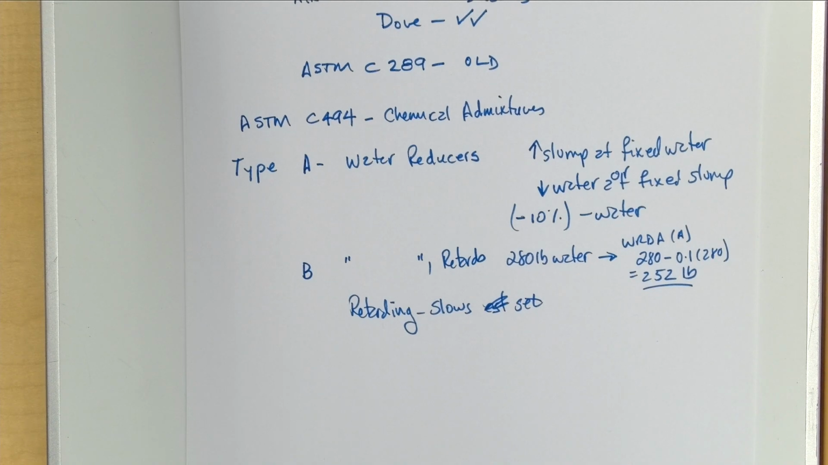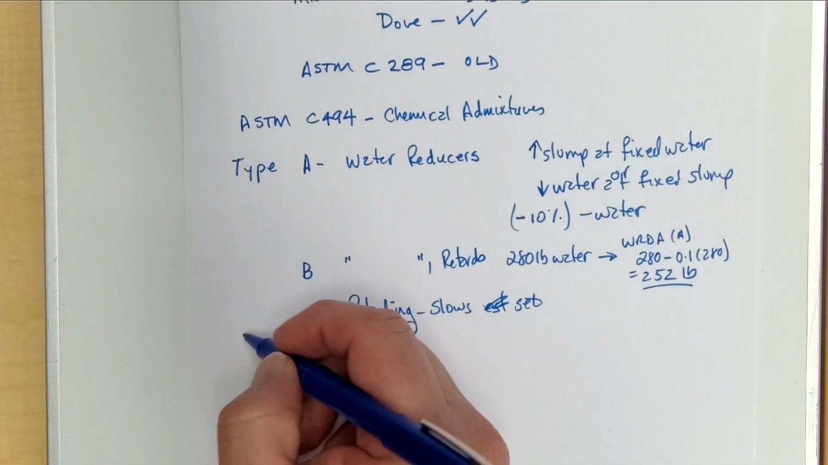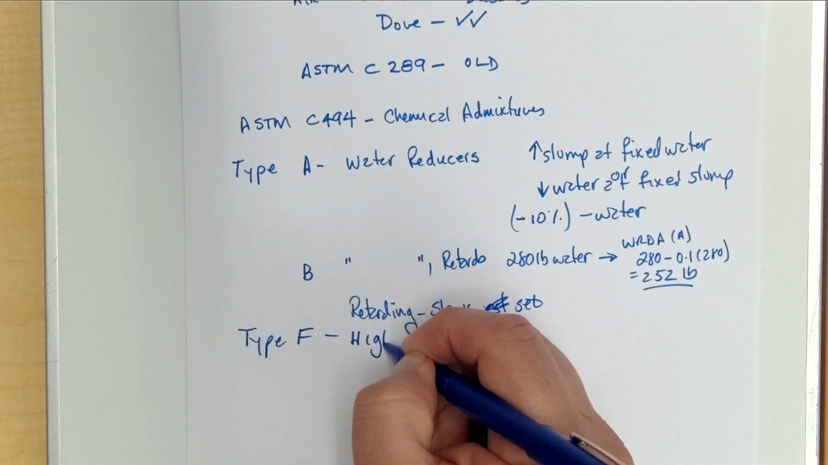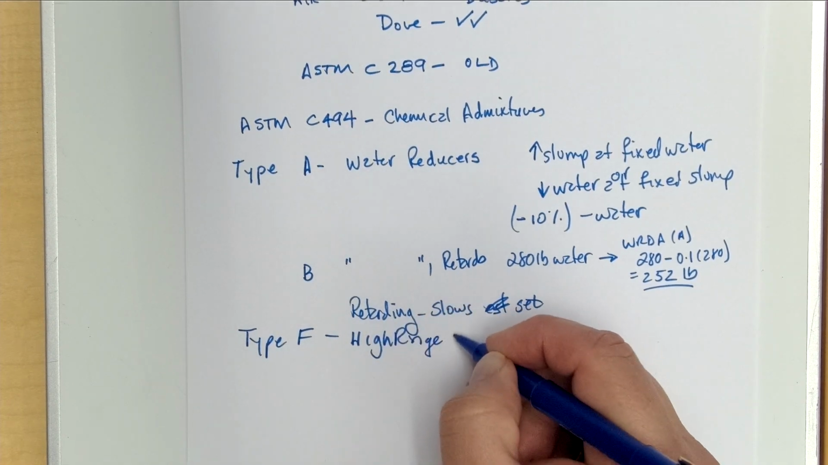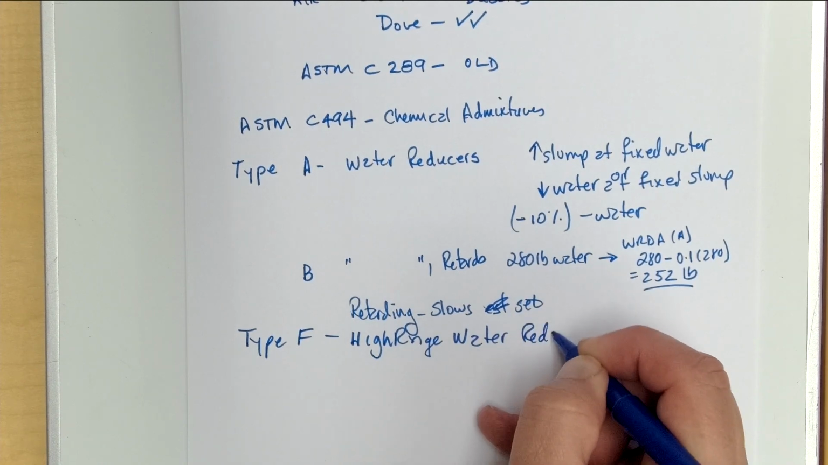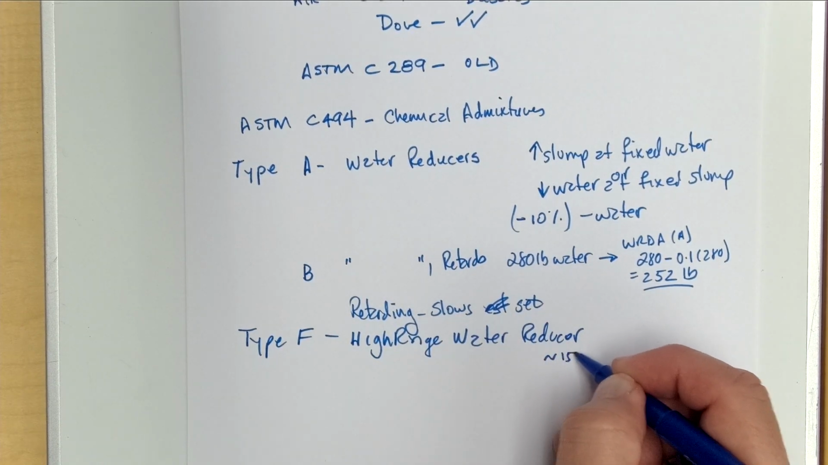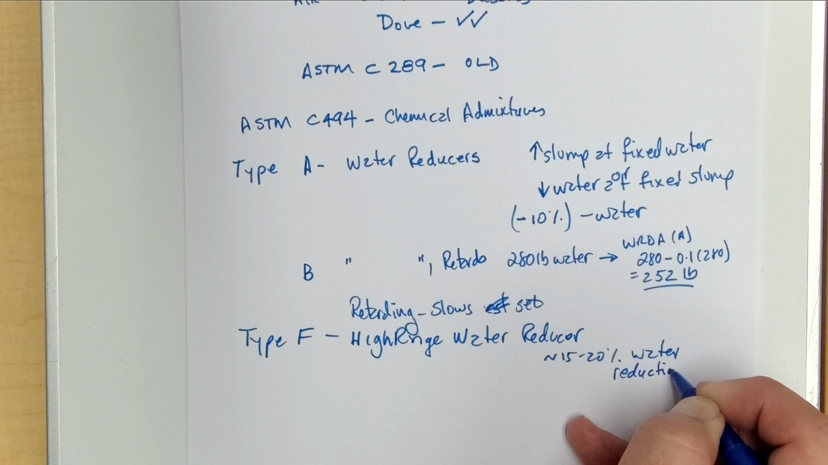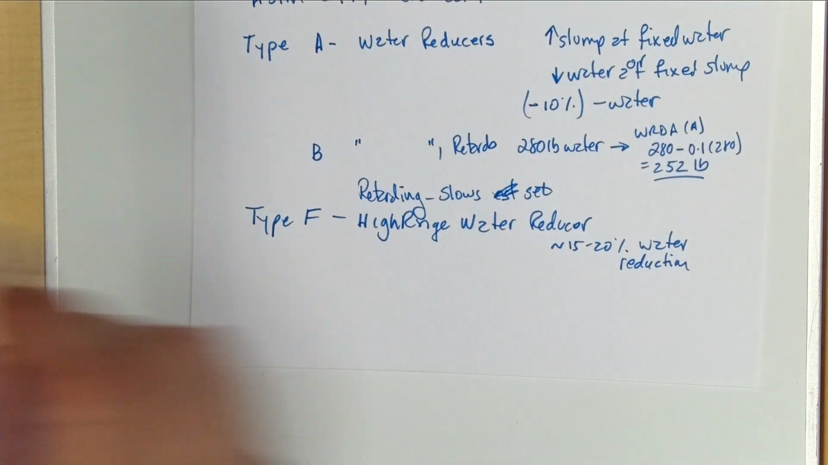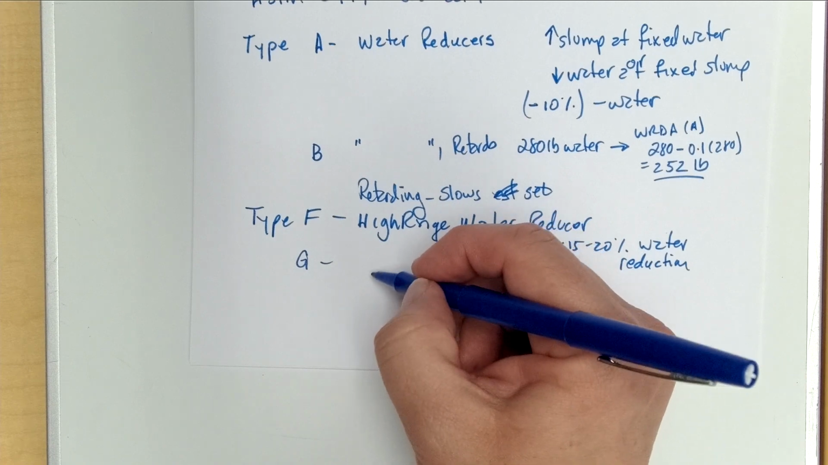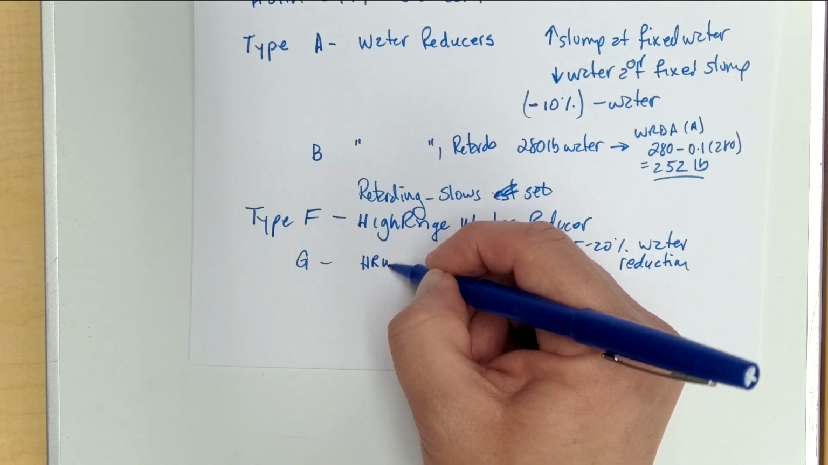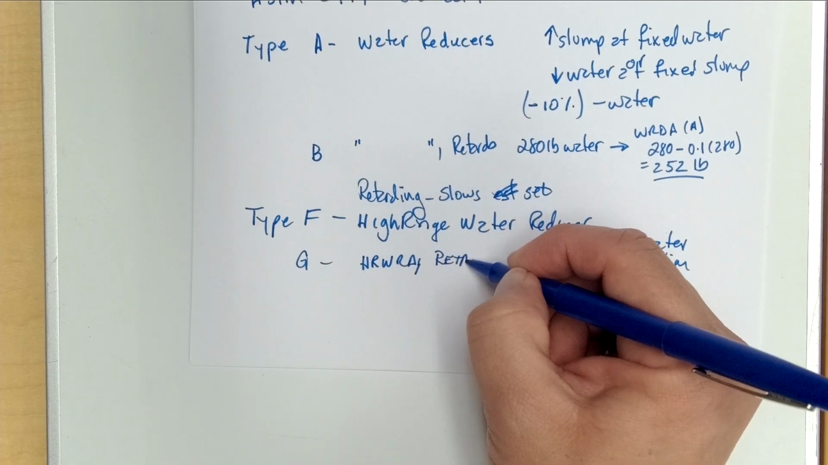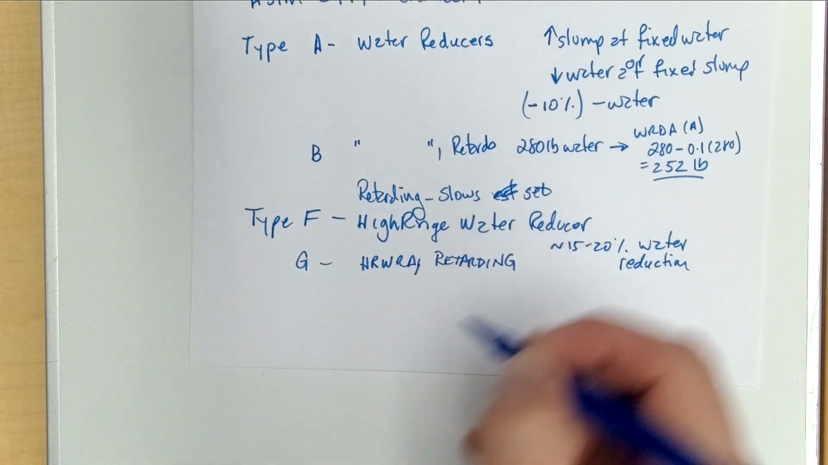A type F admixture. That's the one we saw in action, a high range water reducer, which may have 15 to 20% water reduction, handled the same way as the type A. And a type G is a high range water reducer, retarding. They're the most common that you would see.